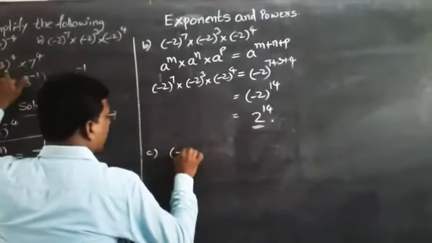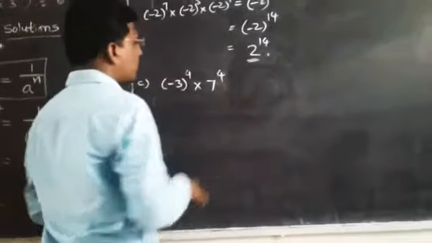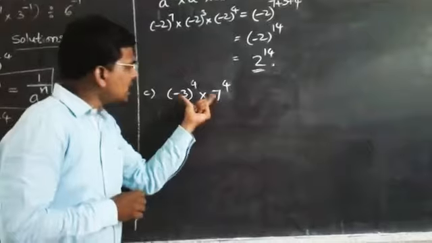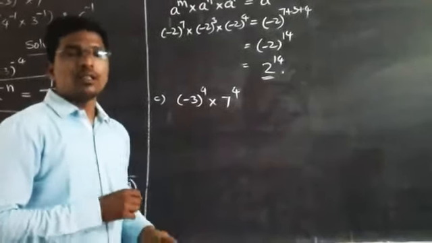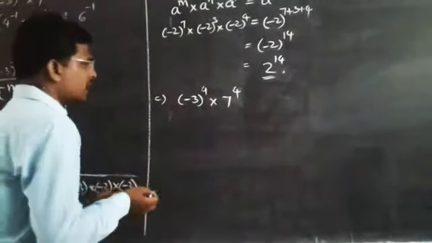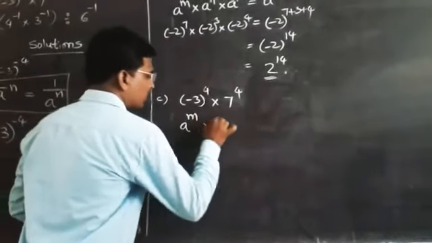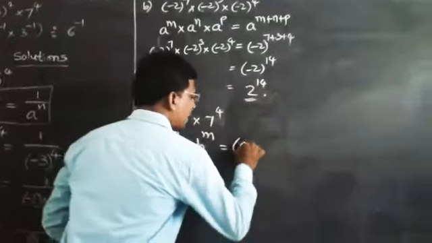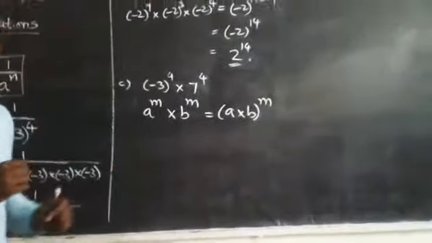Minus 3 to the power of 4 into 7 to the power of 4. So this is our question. If you observe, the bases are not the same here. Minus 3 and 7 are both different. Then what is the same here? The powers are the same. So when the bases are different and the powers are the same, we can write a to the power of m into b to the power of m is equal to (a into b) whole to the power of m. We can use this formula.